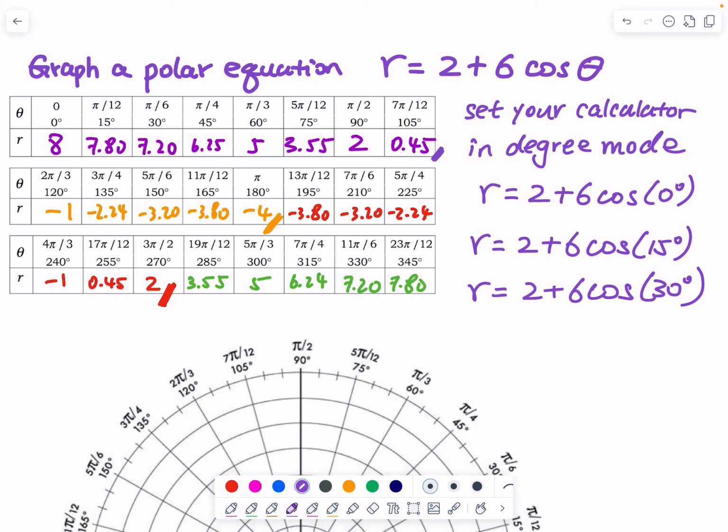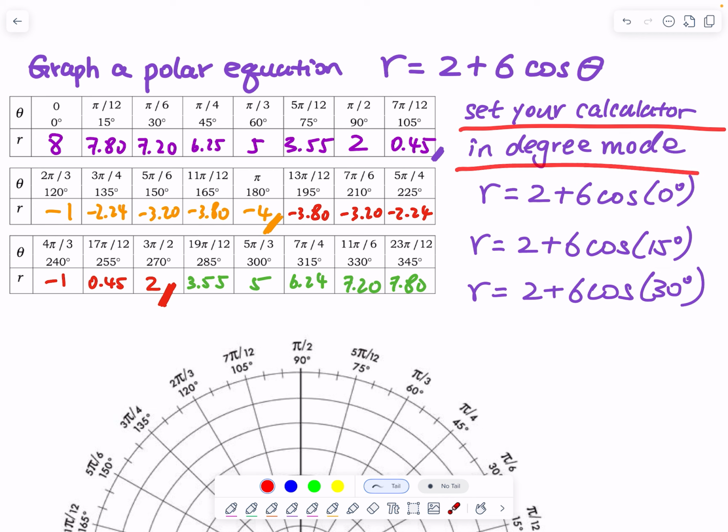Let's graph this polar equation, r equals 2 plus 6 cosine theta. I already have a table, and I already filled out the table. This is what you can do. We are going to get this graph by using table values. So I will just plot every single point and then connect them to get a graph.